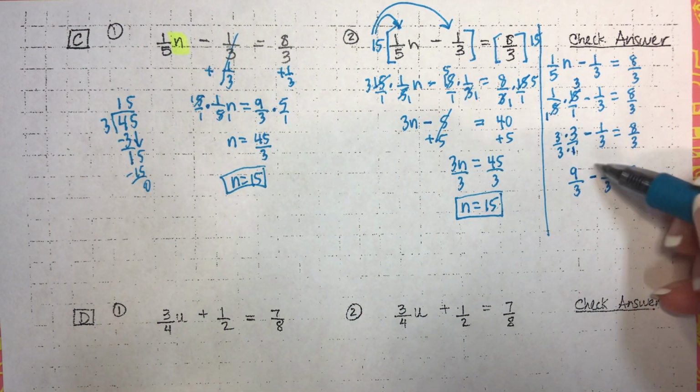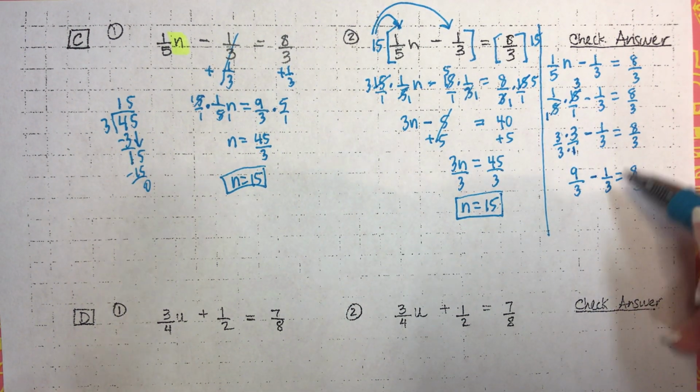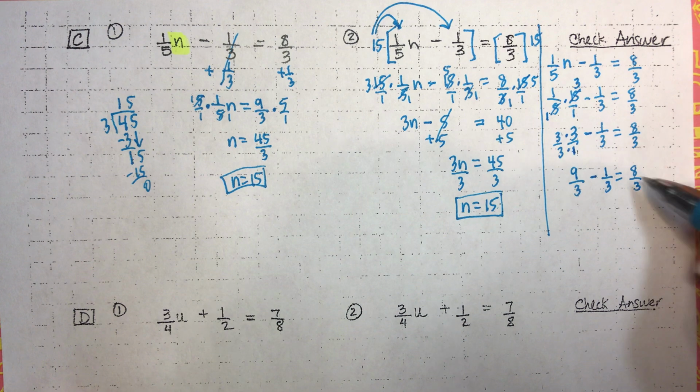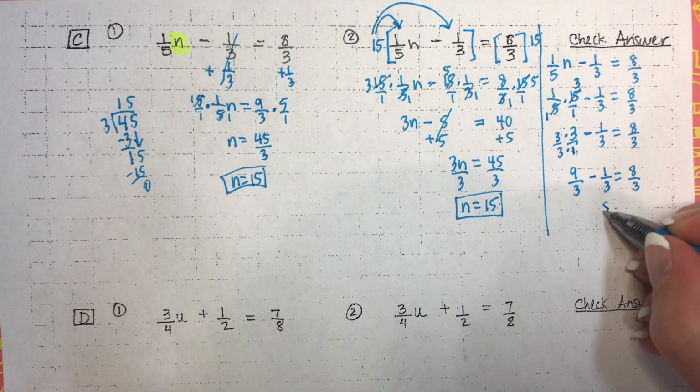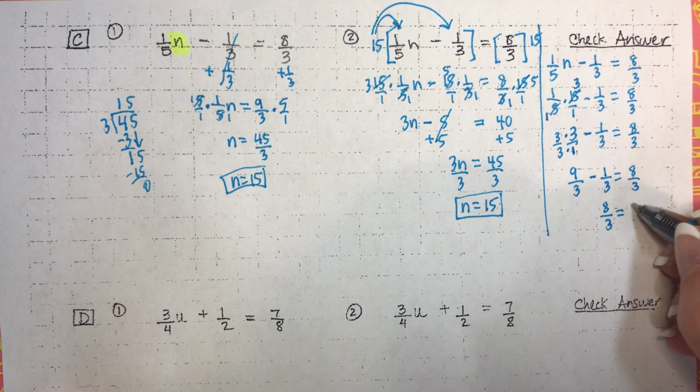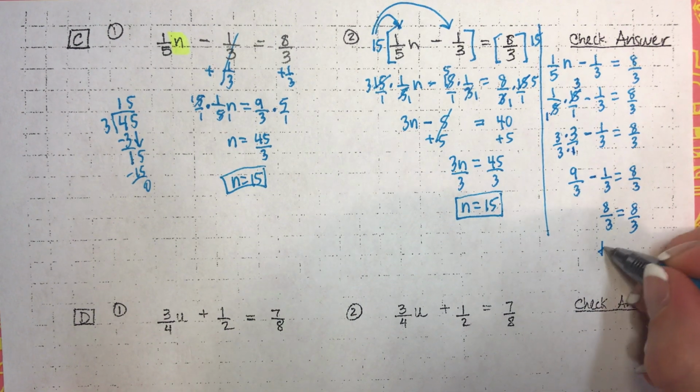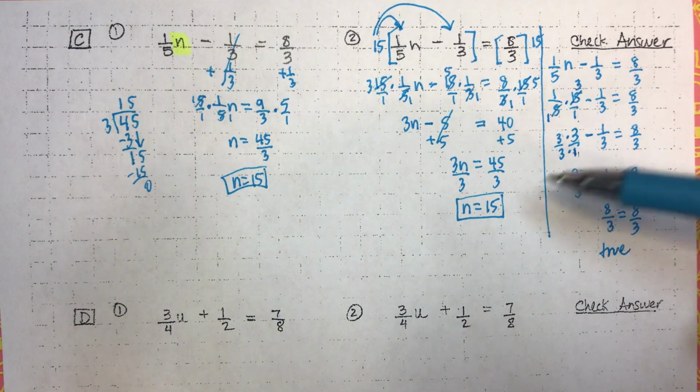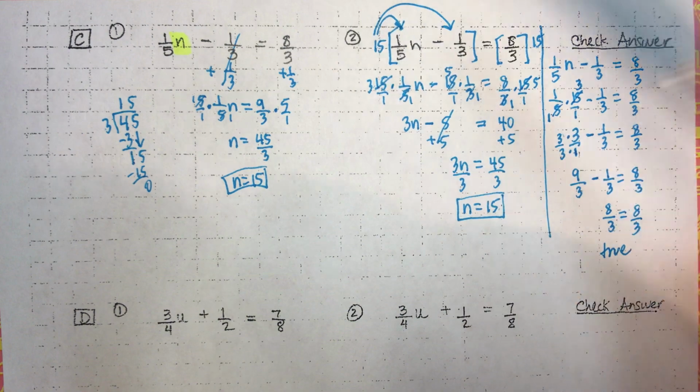All right, now we're just going to do this bit. We have a common denominator, which is great, which means we just do this little subtraction on top. 9 minus 1 is 8 over 3, equals 8/3. And this is a true statement, which means our solution is the solution to this original equation.